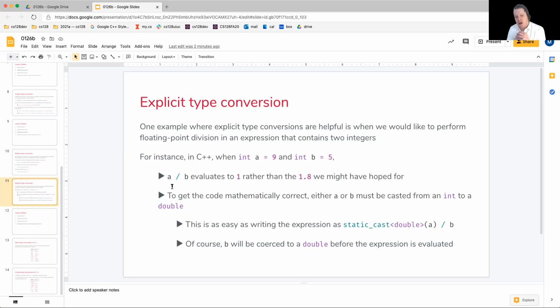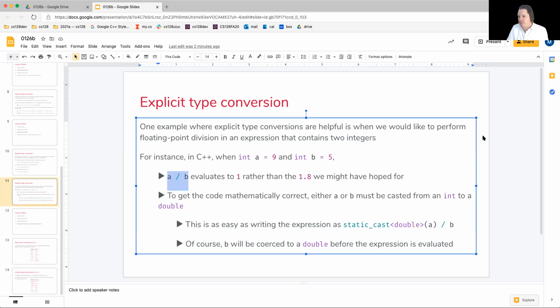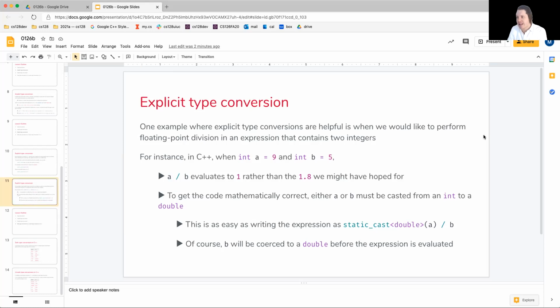So let's just consider two integer variables, a and b, initialized to 9 and 5 respectively. If we were to write out the expression a / b, this would evaluate to 1 rather than 1.8, which is probably the value that we were indeed hoping for. The reason for this is that integer division is taking place. What we really want to occur is floating point division, at least in this example here. I mean, there could be completely valid reasons why you'd want integer division to take place, but that's not the case for the motivating example we're showing.